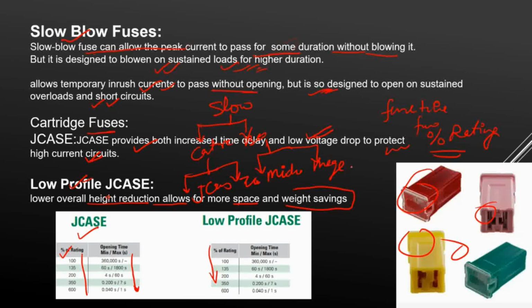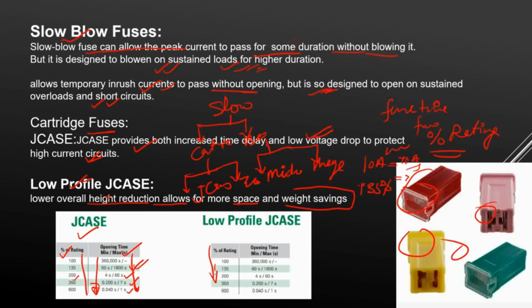Suppose if there is a 10 ampere fuse, and your 10 ampere of current is flowing, then it will take this many seconds. But if your current is 135% flowing in that, then it will blow in this many seconds. If it is 200 percent of rating, then 4 seconds. If it is 350, then it means this much. Achha, one thing you notice in this, that when we are going from fast blow to slow blow fuse, these seconds are increasing. Can you see here?